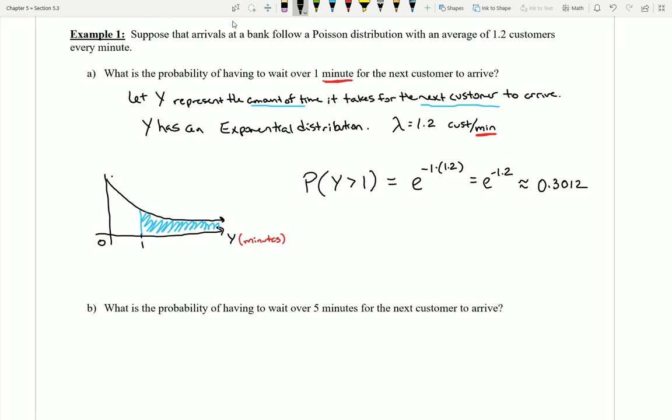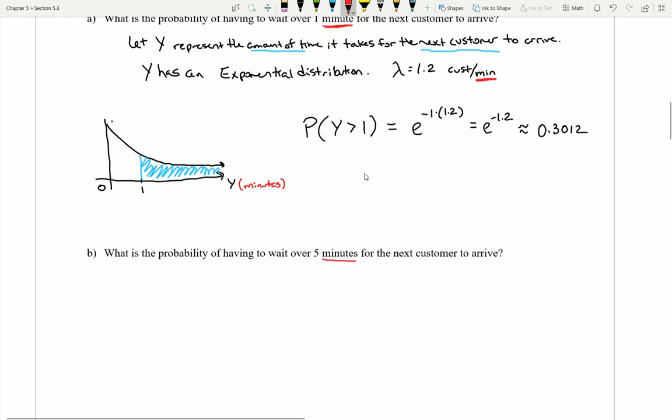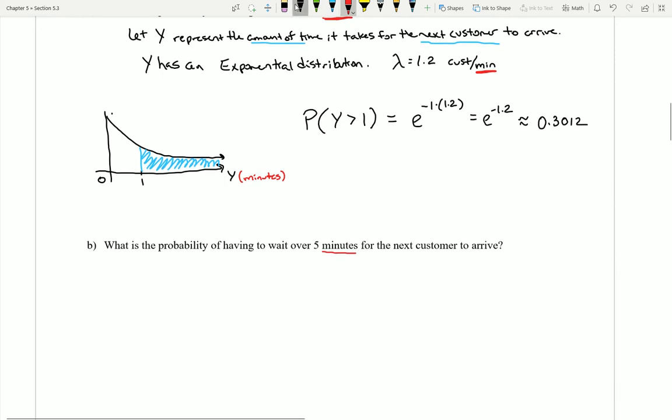So let's go ahead and continue on with example number 1, jumping on to part B. Let's see what this question asks. What is the probability of having to wait over 5 minutes for the next customer to arrive? Well, since I already have my variable identified up here, and I'm still asking the same question, how much time does it take for the next customer to arrive? And I'm still measuring in the same unit of time, which is minutes, then I don't really have anything to change, except my picture and my probability setup.